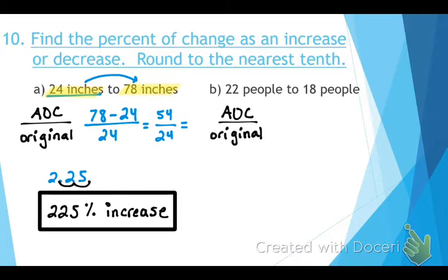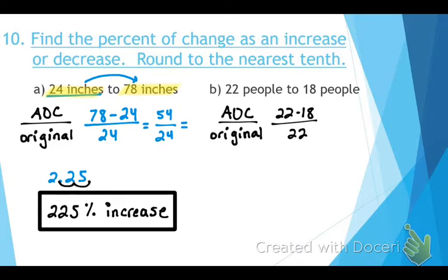How do I find the amount of change? If I had 22 people and now I only have 18 people, you subtract it. 22 minus 18, over the original amount. How many people came to class at the beginning of the class period? 22. All right, finish this up with your partner. Make sure you round to the nearest tenths place.